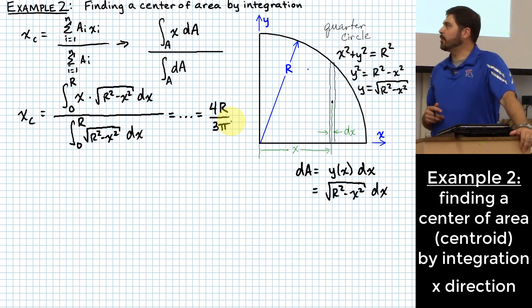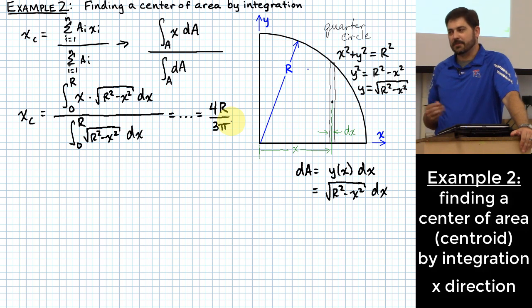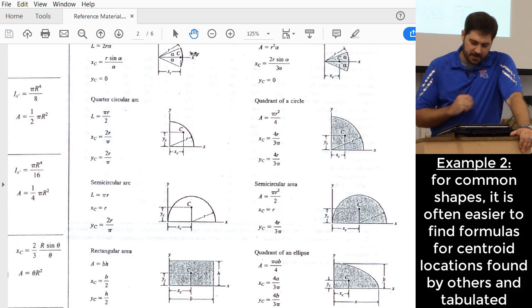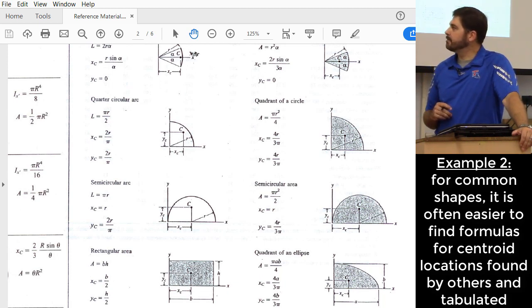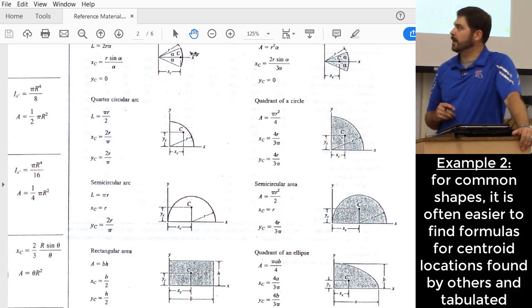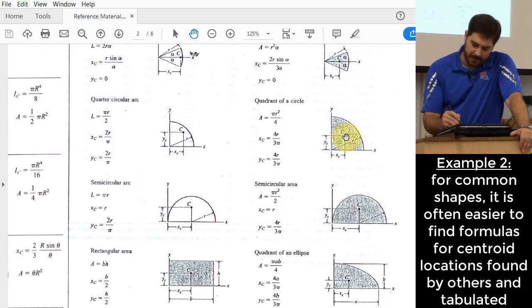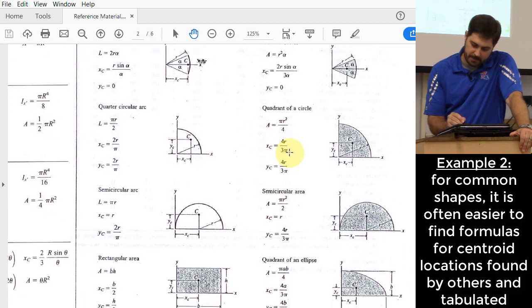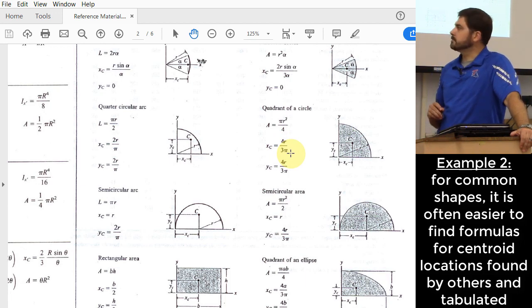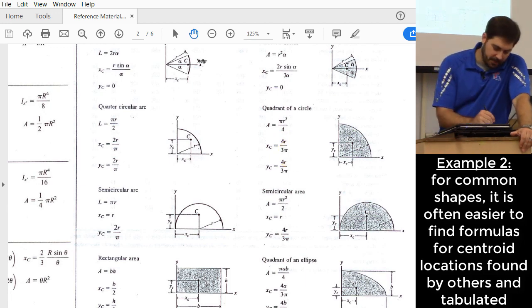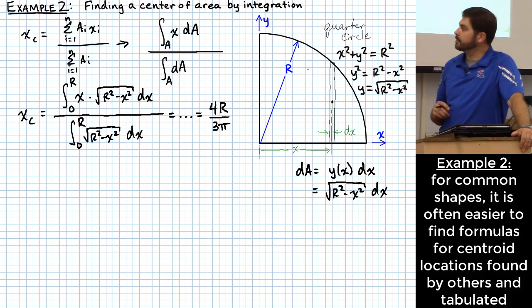Okay. You want to know how I know that? I've done it a few times, but if you didn't know that because you've done it a few times, you can go to a table like this one. This is one of the tables that's in your textbook. And you might notice that the entry right here for the quadrant of a circle, you'll see there that the x coordinate is this 4r over 3 pi. But that's what comes out of doing a little integral calculation like this one.